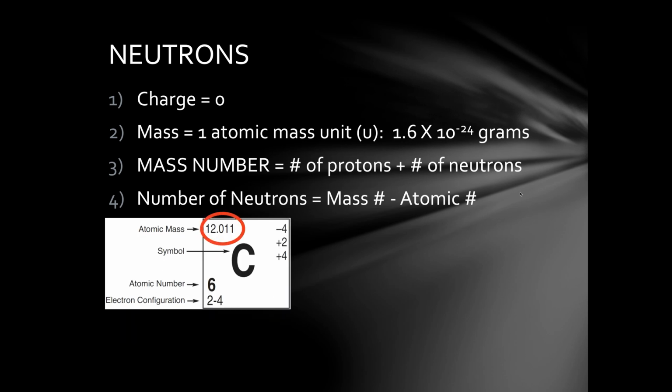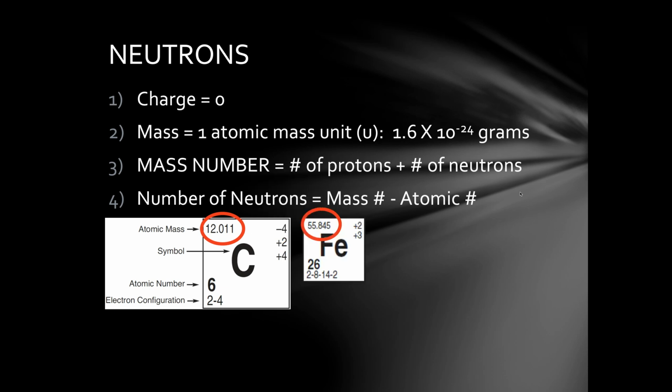Now, the atomic mass that's given on the periodic table is a weighted average mass. We're going to explain that a little bit further down the road, but for the sake of fun, let's just round these to the nearest whole number to start with. If the atomic mass is 12, that means there are 12 particles in the nucleus. The atomic number is 6, which means that 6 of those 12 are protons. The remaining 6, therefore, would be the neutrons.